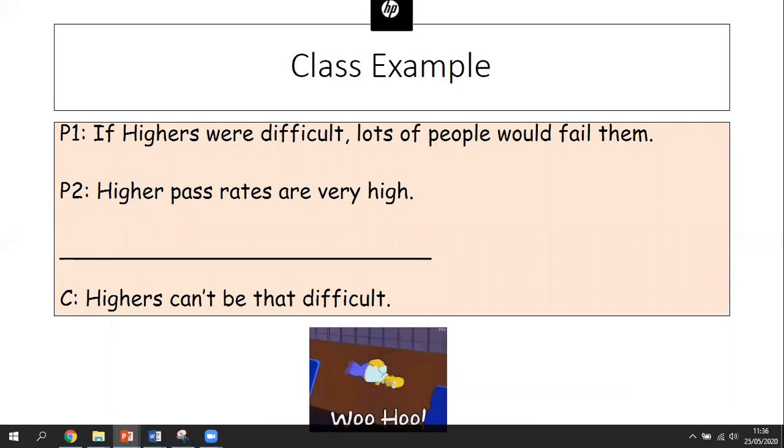P1, if hires were difficult, lots of people would fail them. P2, higher pass rates are very high. Inference bar, therefore, conclusion, hires can't be that difficult. And that is how you present an argument in standard form.